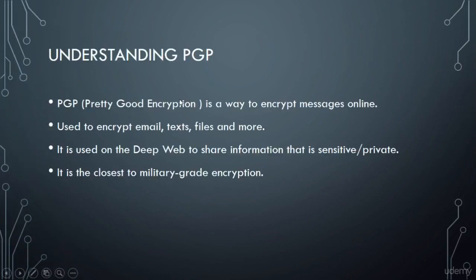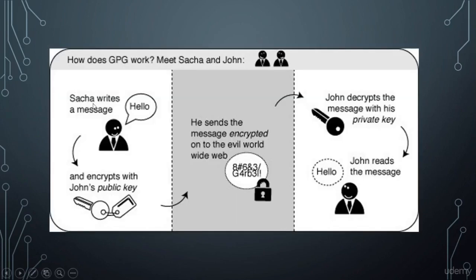Getting started, let's understand what PGP is. PGP, as I said, is pretty good encryption. It is a way to encrypt messages online, which I will get to in future videos. It's used to encrypt email, texts, files, and more, and it is used on the deep web to share information that is sensitive or private. It is the closest to military grade encryption, and it's one of the best ways of encrypting data and sending it across the deep web, which is how it is primarily done. I'm going to be showing you how to do that later on in the course. So let's understand how it works in detail.